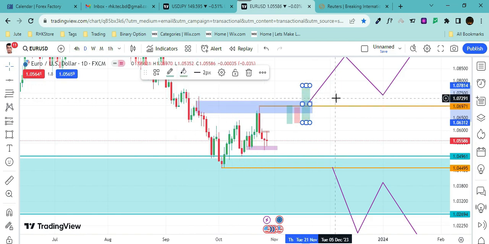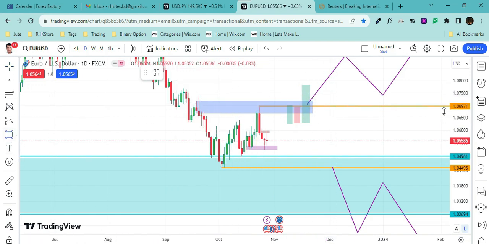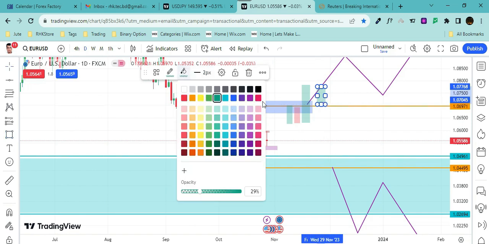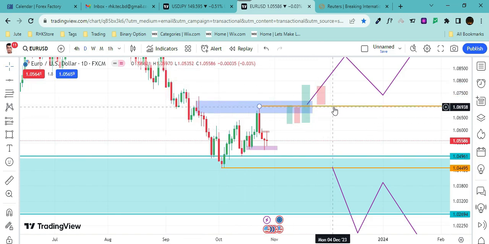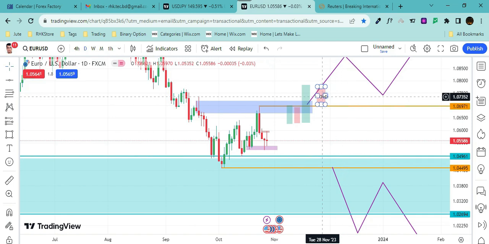and if the price retests again here above this line, retests here again, and if it fails, this retest fails to break this one, we can take the trade here. This will be a buy trade.